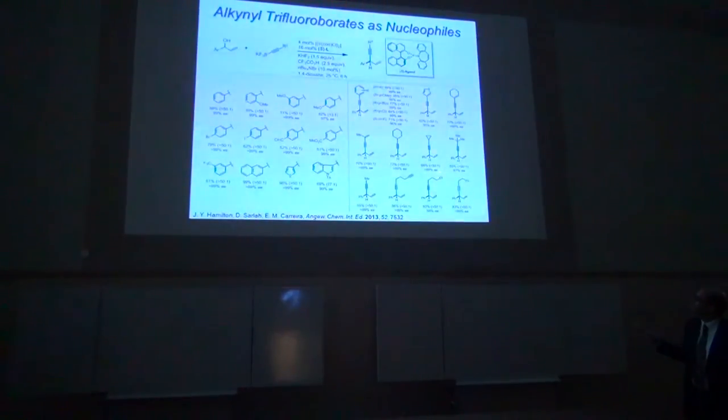Take note of the fact that even some unusual functional groups are quite tolerated in the process. Primary chloride here is completely unaffected, and aldehydes, esters, for example, are iodides, bromides, are again left untouched in the process.